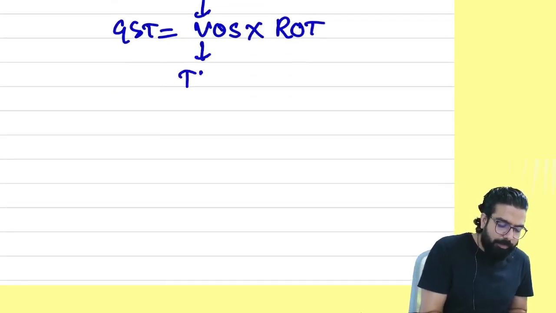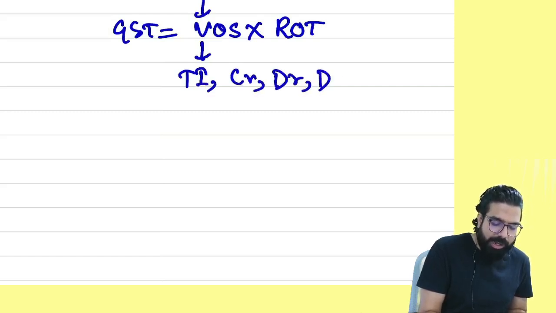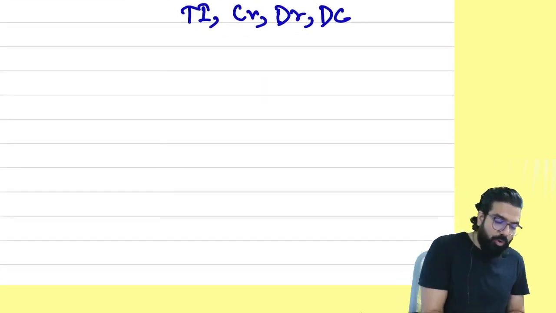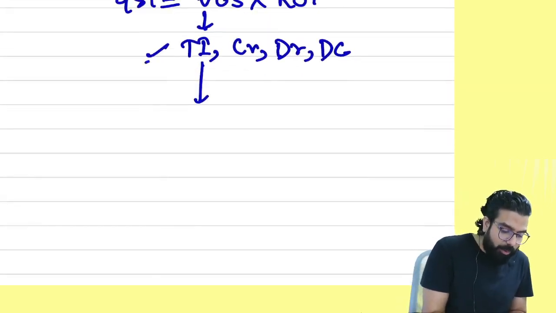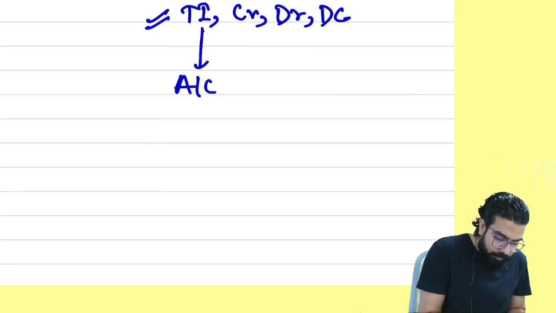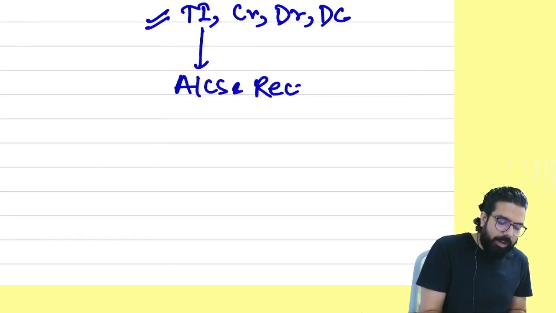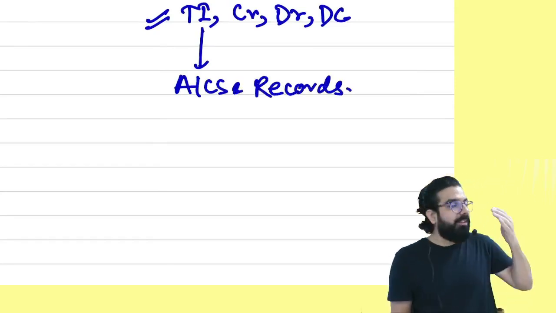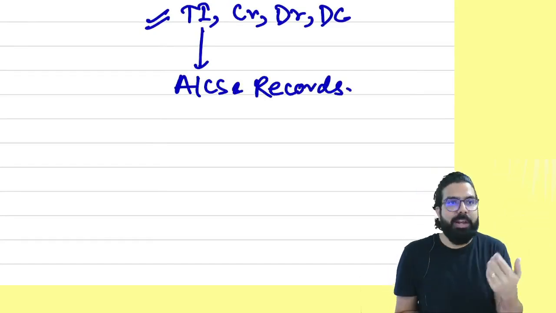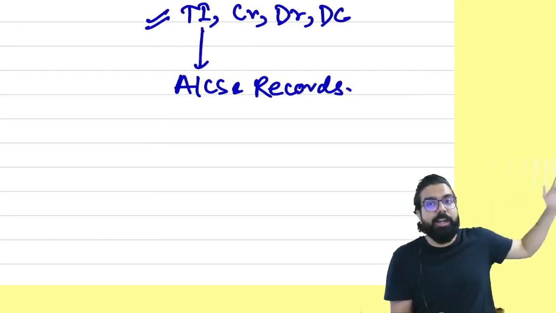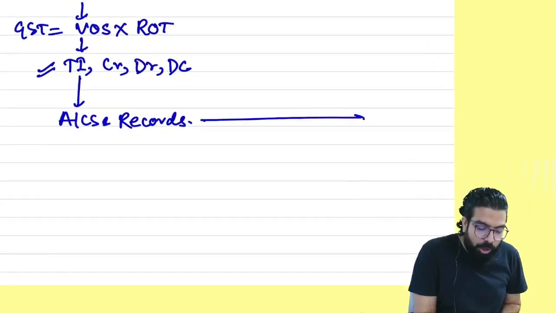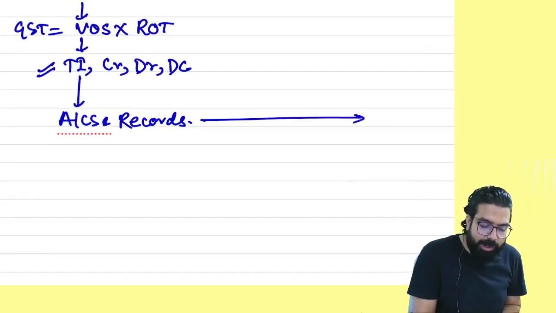Once you know the value, you will prepare the tax invoice, credit note, debit note and delivery challan. Once you prepare the invoice, you will maintain your accounts and records. Now you will send the goods to the other person. You have already raised the tax invoice. Now you will send the goods. So when you are sending the goods on the way, you need one document which is known as e-way bill.